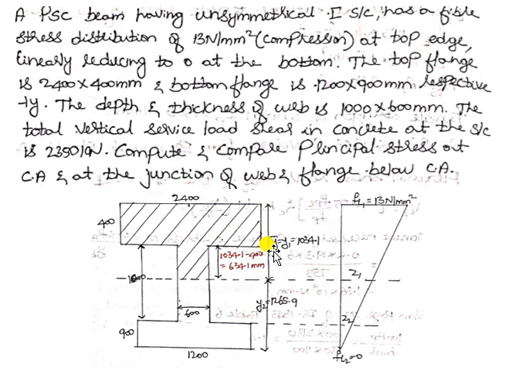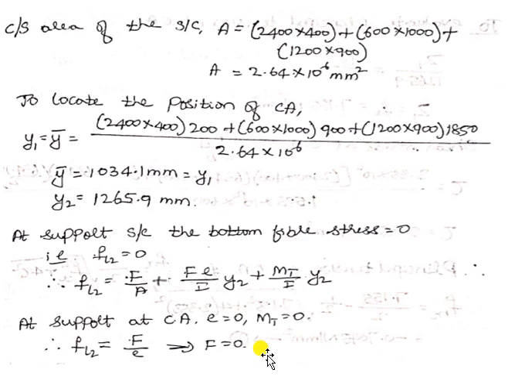Let us consider that as y1 and the remaining bottom distance as y2. Therefore y2 is equal to 1265.9. So overall depth 400 plus 1000 plus 900, this overall depth minus this 1034.1, will give the remaining depth below the centroidal axis.